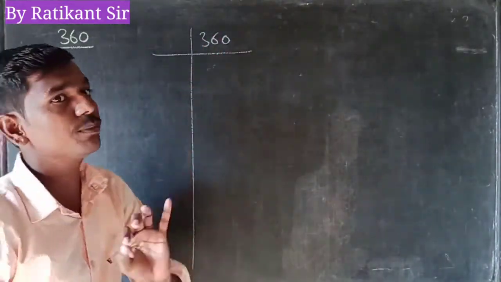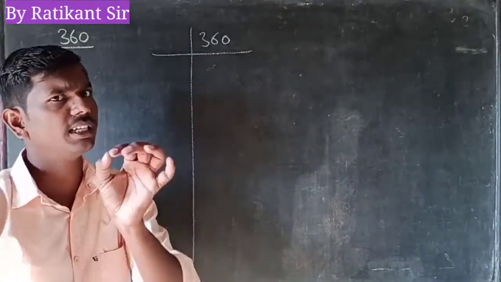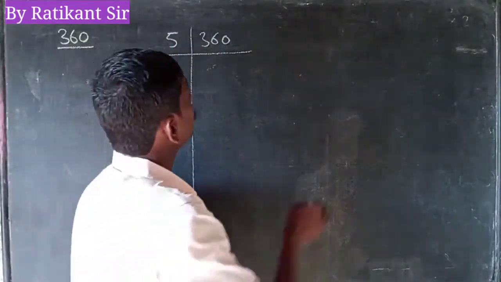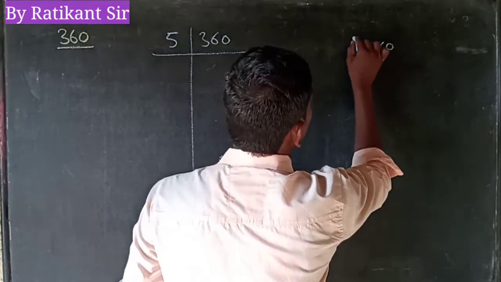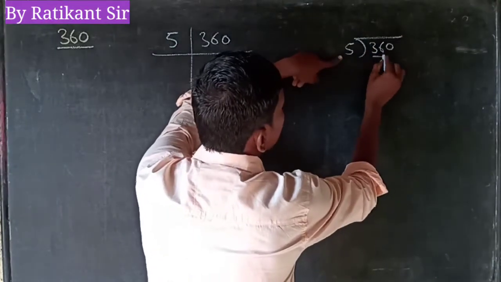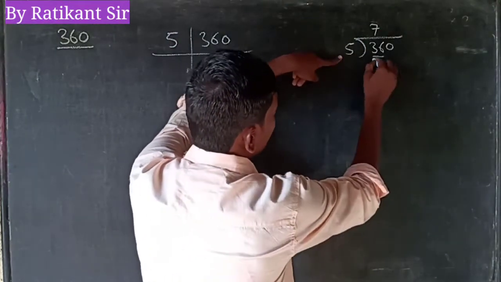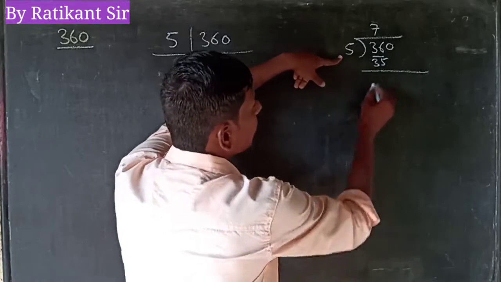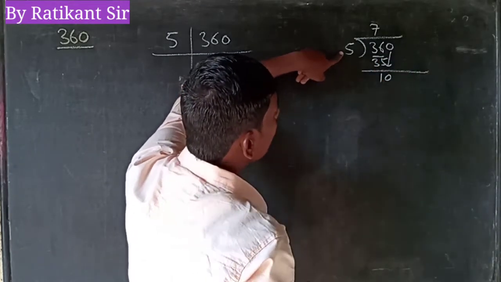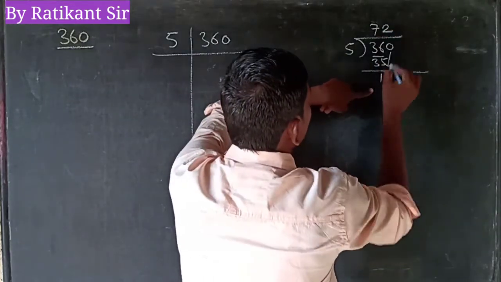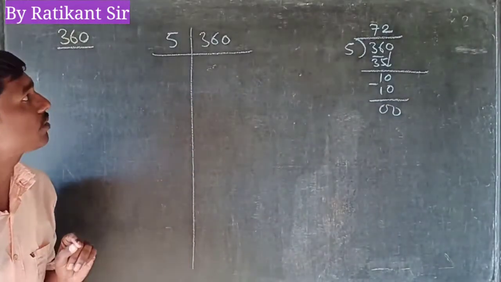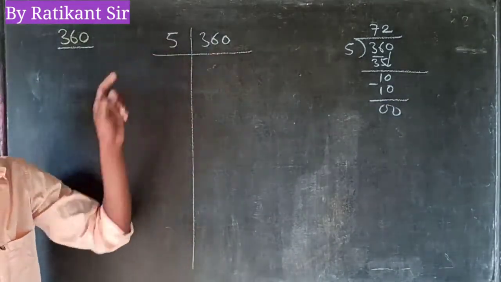So this is definitely divisible by 5, so we can divide by 5. 360 divided by 5: 5 ones are 5, 5 sevens are 35, so 35 you have to write here. 1 remains, then 0 as it is. Then 5 ones are 5, 5 twos are 10. It means that 72 will be the answer when we divide 360 by 5.